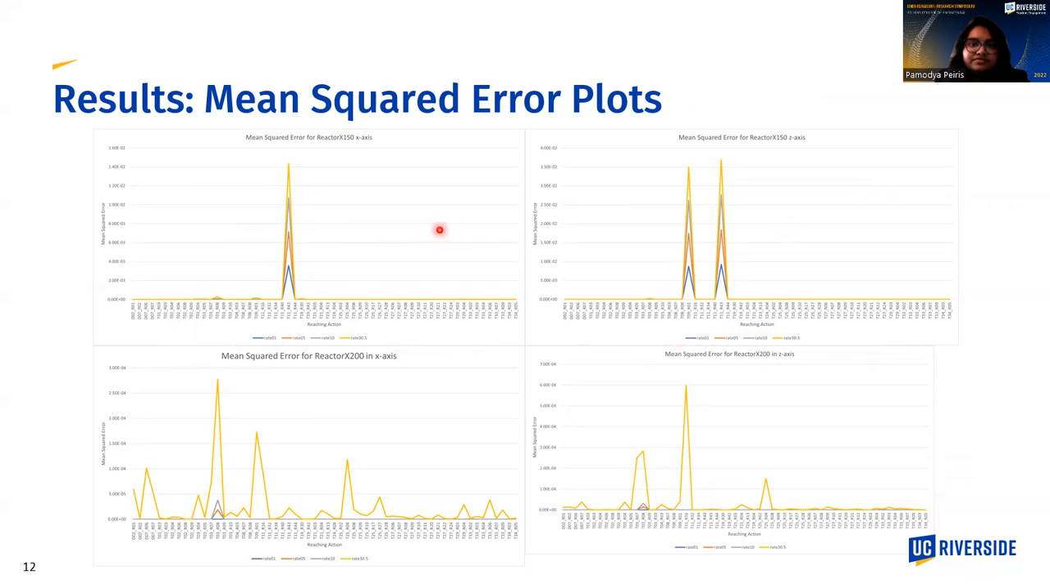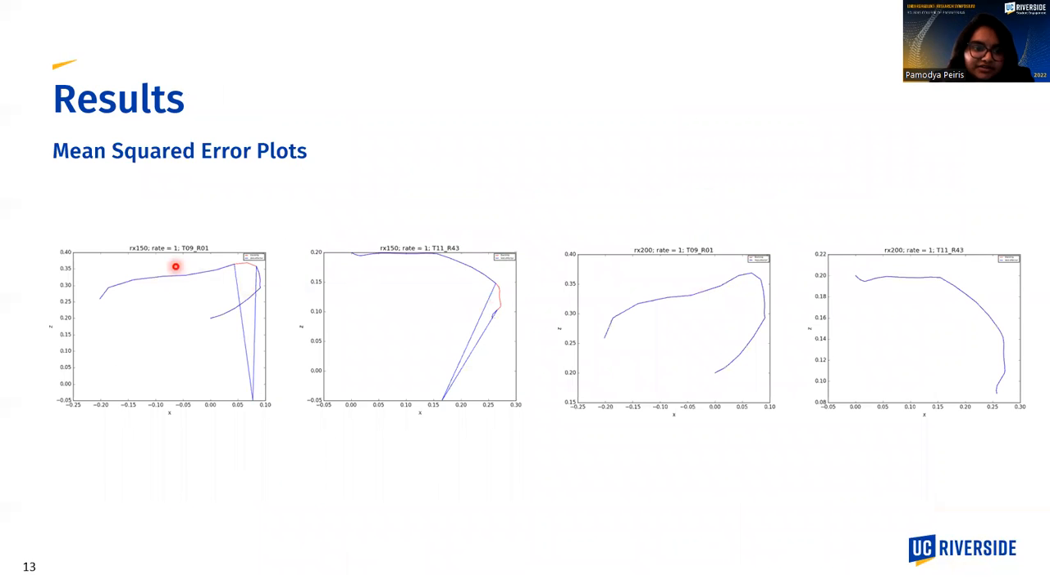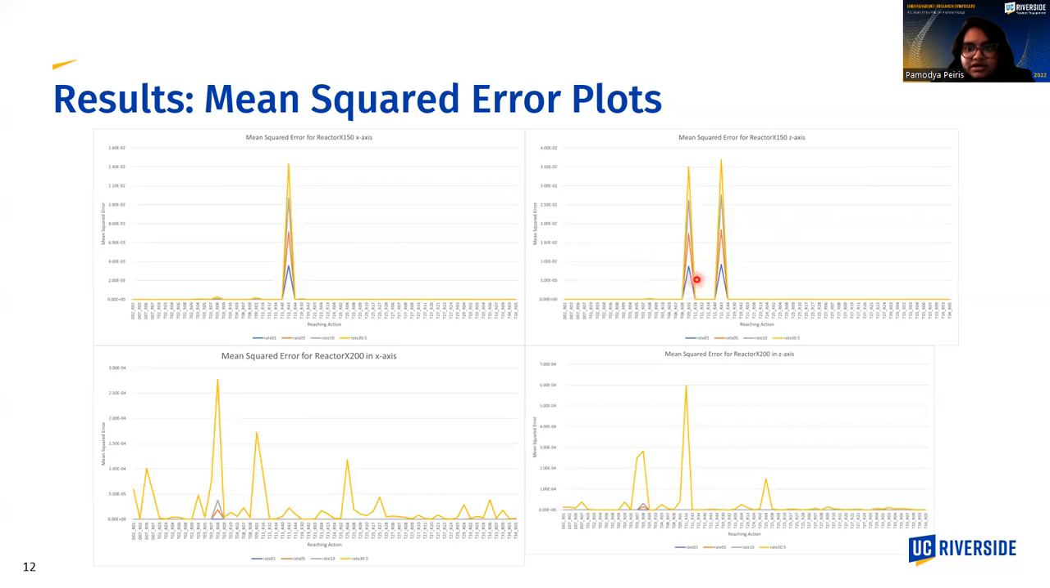The top 2 plots show the results for ReactorX 150. The main reason there are 2 big spikes here is because in 2 of the reaching actions, the arm goes out of bounds, goes to 0, and doesn't move during those 2 reaches. Here you can see the arm goes out of bounds, so it goes to 0. That's why there are 2 spikes here, because the z goes to 0.